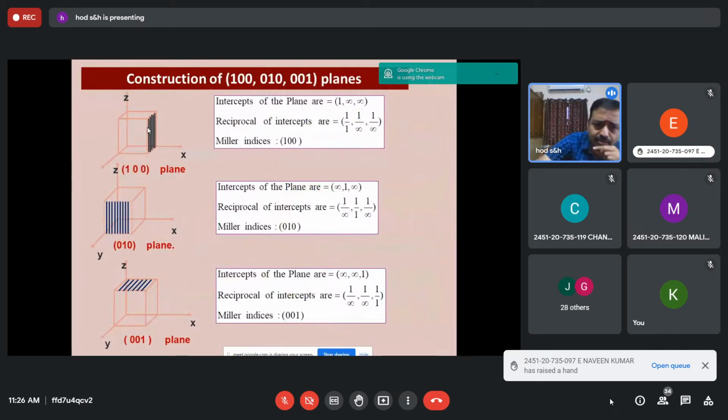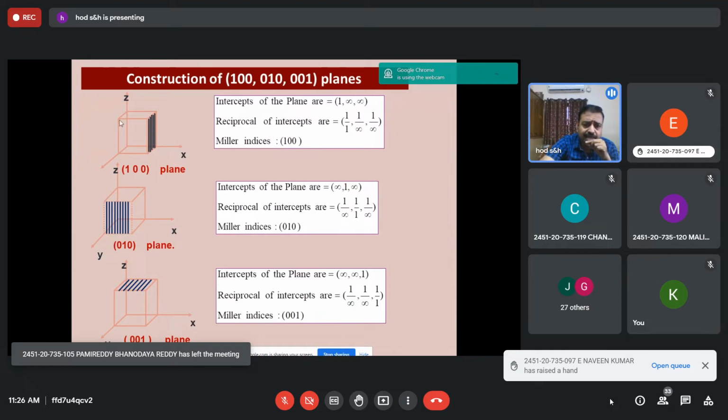Certain planes. So let us take a shaded one. You want to find out the Miller indices. If you see this plane, it is making an intercept on the x-axis and is parallel to the y and z axes. So the intercepts are 1 on the x-axis, and since the plane is parallel to the y and z axes, it cuts them at infinity. So the intercepts are 1, infinity, infinity. Then you take the reciprocals, 1 by 1, 1 by infinity, 1 by infinity. Finally you will get 1, 0, 0.